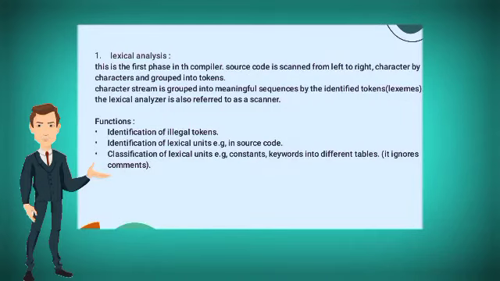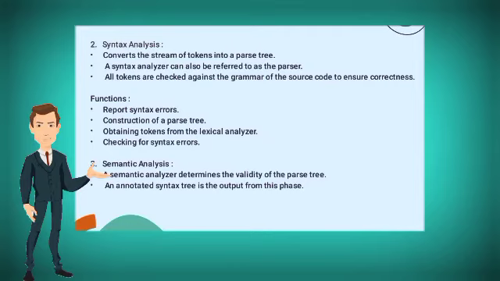First point is lexical analysis. This is the first phase in the compiler. Source code is scanned from left to right, character by character, and grouped into tokens. The character stream is grouped into meaningful sequences by the identified tokens. The lexical analyzer is also referred to as a scanner. Functions: identification of illegal tokens, identification of lexical units, for example in source code, classification of lexical units, for example constants and keywords, into different tables. It ignores comments.